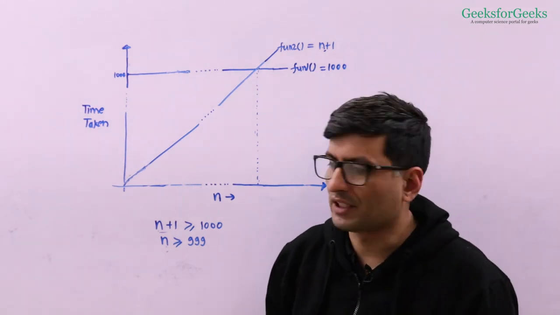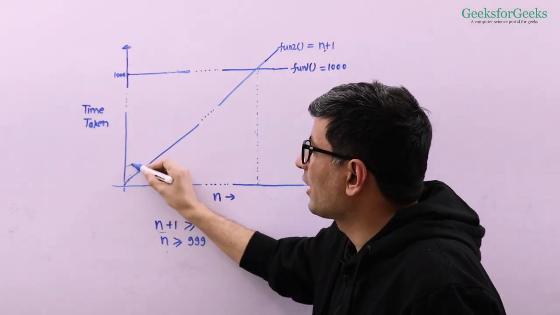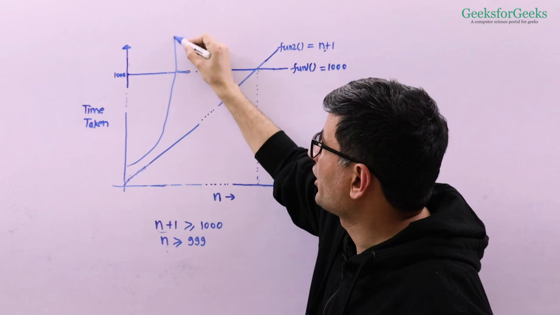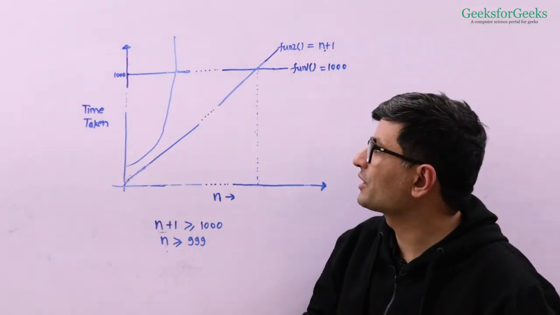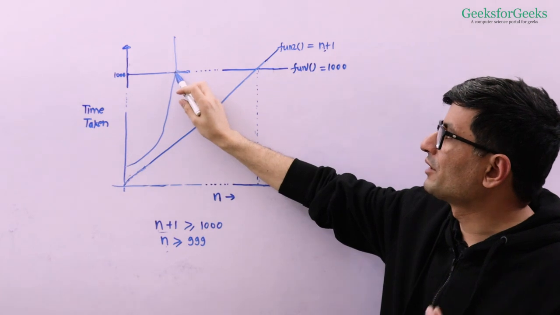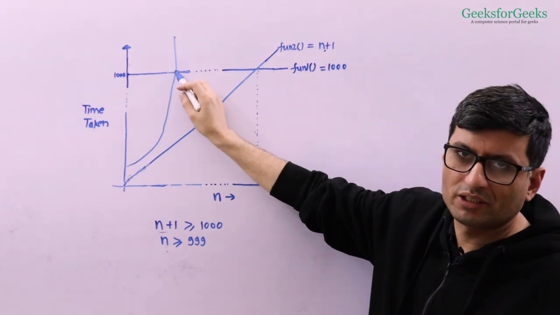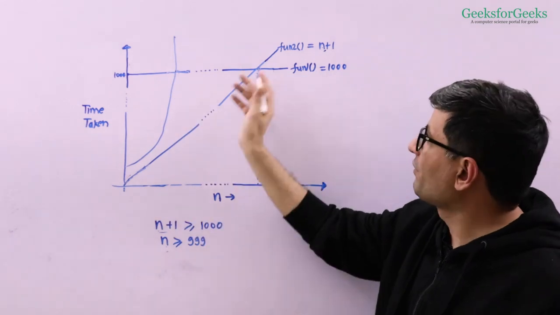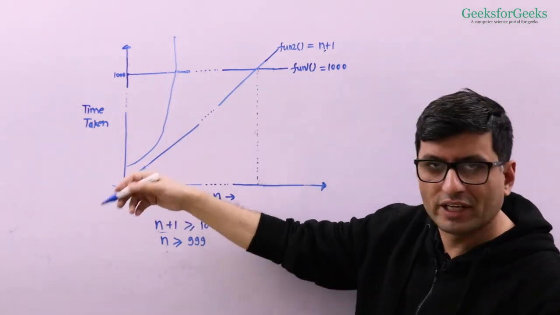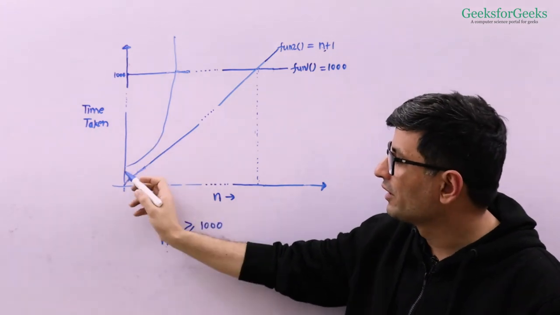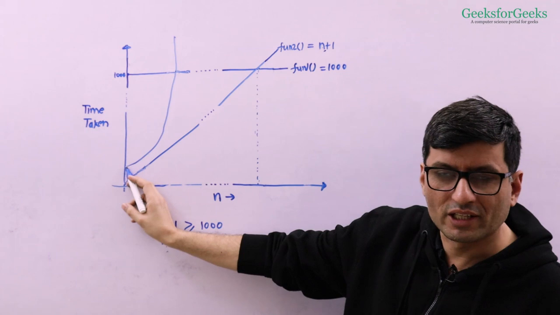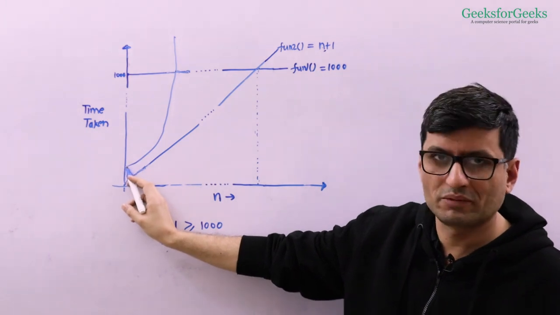Fun3 is a quadratic function, so it's going to have a graph like this, right? A quadratic growing graph. And you can notice that after a certain point, fun3 is taking more time than fun1. And if I compare it with fun2, the way I've chosen the constants and drawn the graph here, it's having a higher value than fun2 all the time, right?